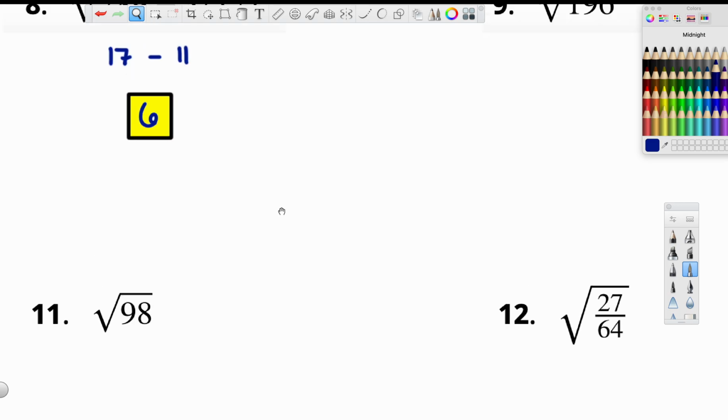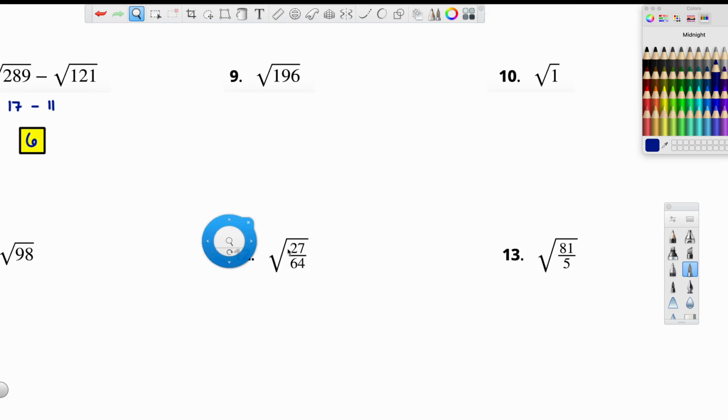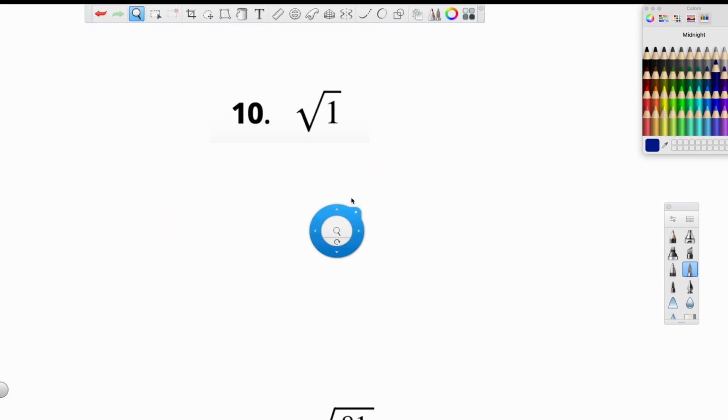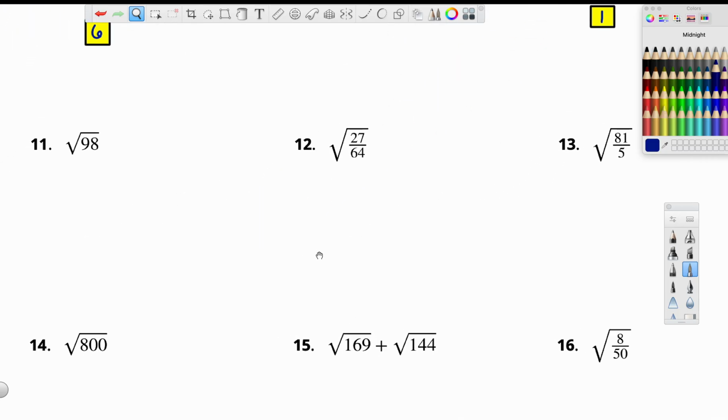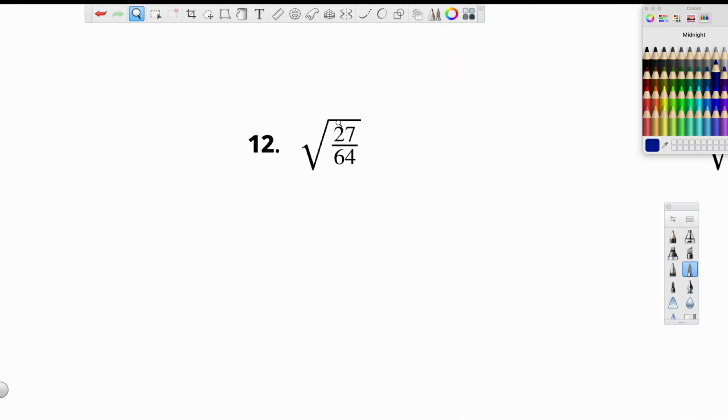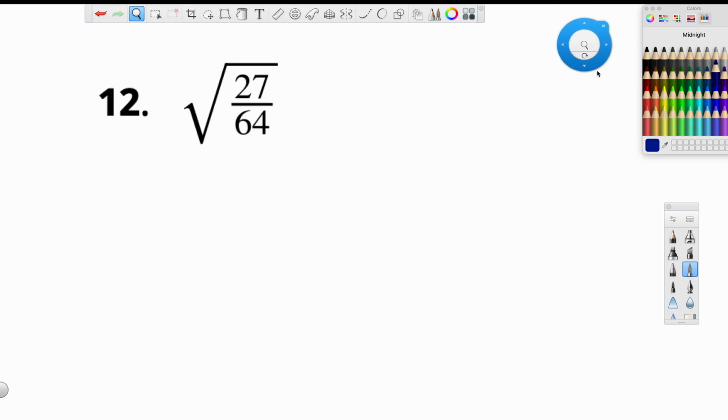All right. Number 10 doesn't get any easier. Another perfect square. Square root of 1 is 1. Easy enough, right? Okay, let's take a look at number 12.